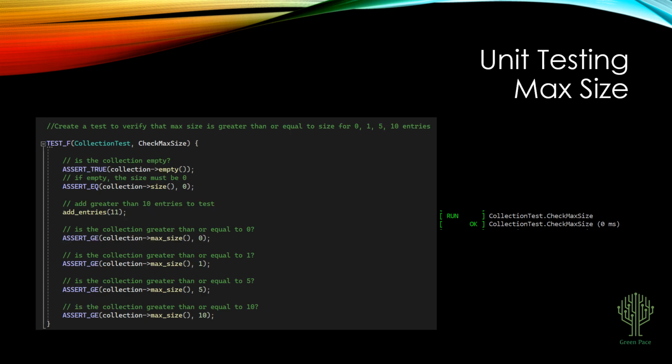As the name states, we are checking the max size of a collection. We ensure it's empty first, add 11 values, and then check that we indeed have more than or equal to the standard testing values, in this case 0, 1, 5, and 10.